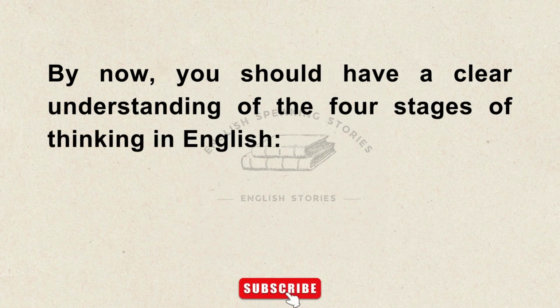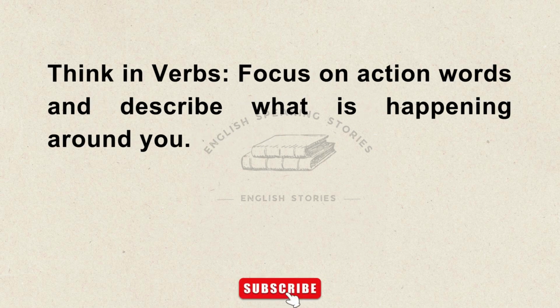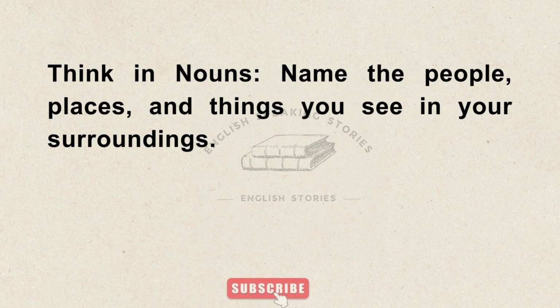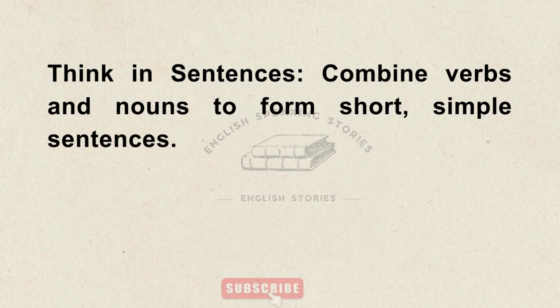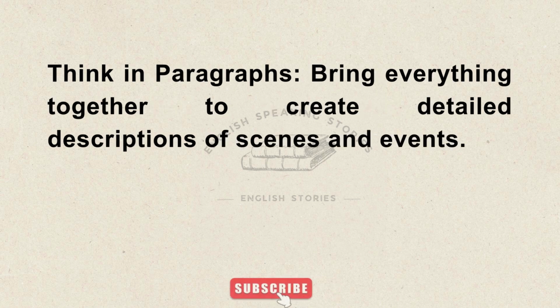By now, you should have a clear understanding of the 4 stages of thinking in English. Think in verbs: focus on action words and describe what is happening around you. Think in nouns: name the people, places, and things you see in your surroundings. Think in sentences: combine verbs and nouns to form short, simple sentences. Think in paragraphs: bring everything together to create detailed descriptions of scenes and events.